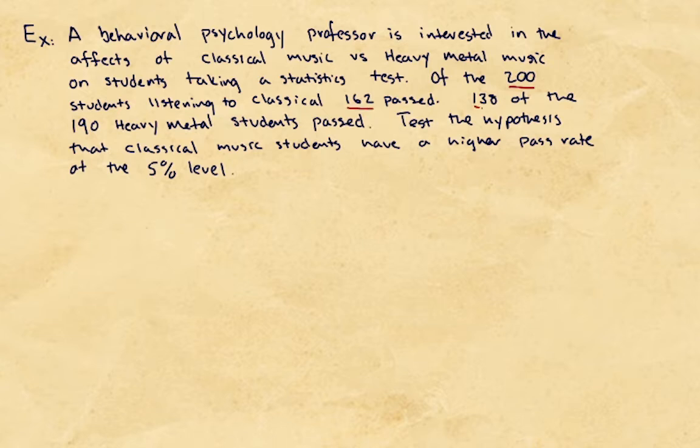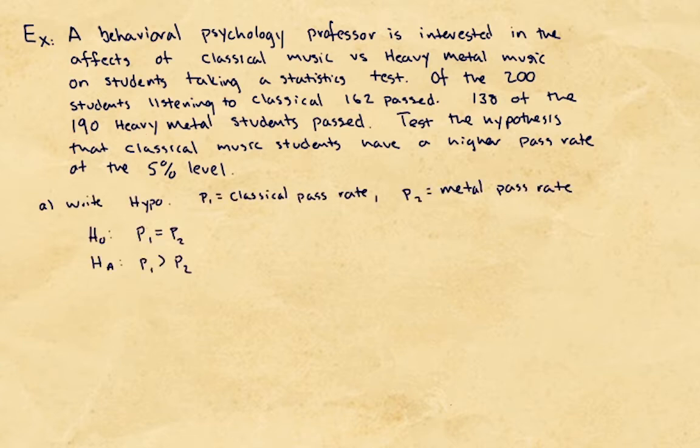And then 138 of the 190 students that listened to heavy metal passed. So we're going to test the hypothesis that classical music students have a higher pass rate, and we're going to use alpha, the level of significance, as 5%.